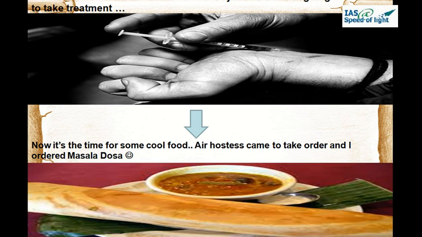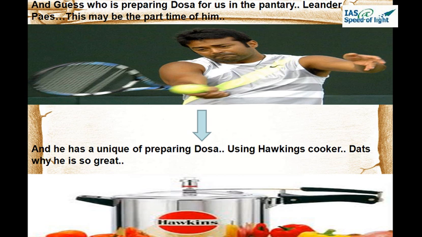Now you were feeling hungry as you had packed only Tang with you. Now it's time for some good food, and a hostess came to you to take the order, and you said, "I want to eat masala dosa." And this is again very funny because we don't normally get masala dosas on a plane. So you ordered masala dosa, and now, can you guess who was preparing that masala dosa for us in the pantry of the aeroplane? It was Leander Paes, and you thought he's such a great lawn tennis player, and it may be a part-time job for him where he's preparing dosa for us.